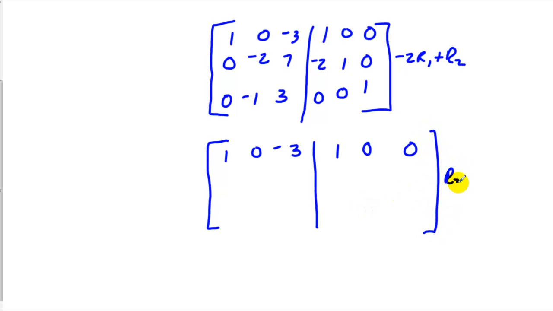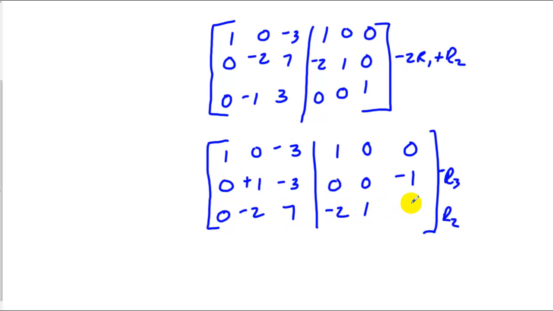So this is going to be row 3. This is going to be row 2. So I have 0, negative 1. Actually, let's multiply row 3 by a negative and move that up. So this will be positive 1, negative 3, 0, 0, and negative 1. And then row 2, I can leave that negative, really doesn't matter. So I'm going to go 0, negative 2, 7, negative 2, 1, and 0.